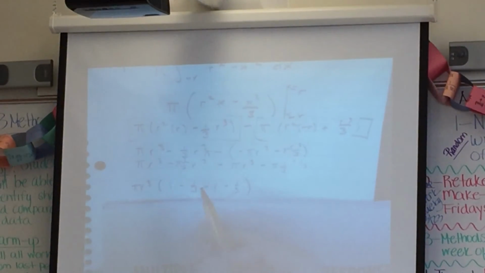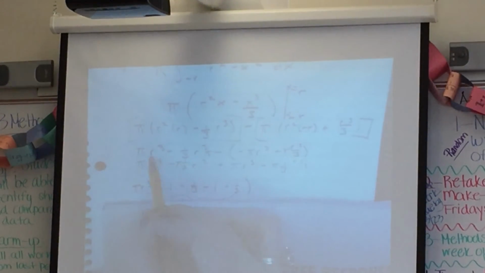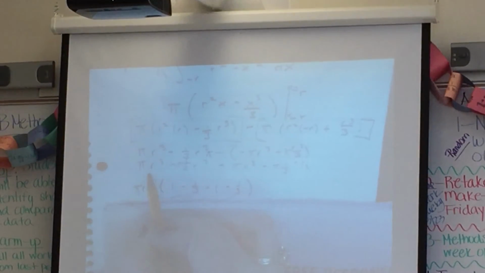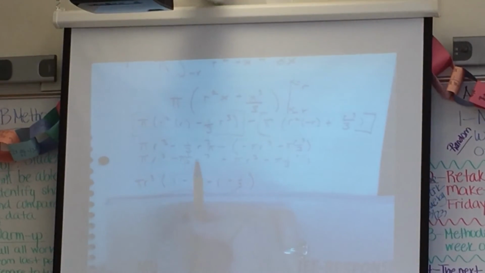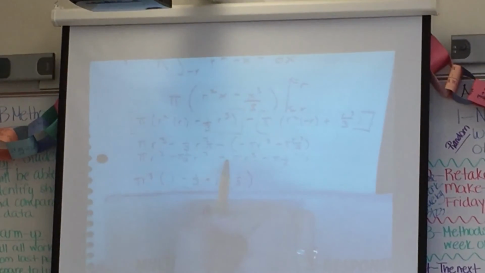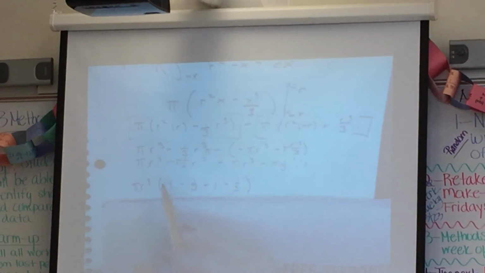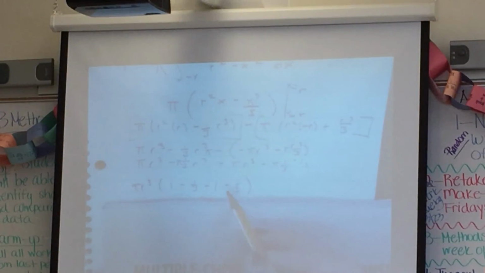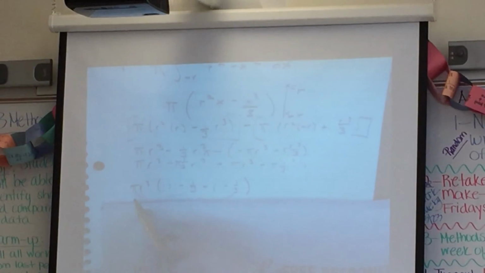So for anyone who didn't see what happened here, when we pulled out pi r cubed, this term was 1, this term was negative 1/3, this term was 1, and this term is negative 1/3. So 1 plus 1 is 2, minus 2/3 is 4/3 pi r cubed.